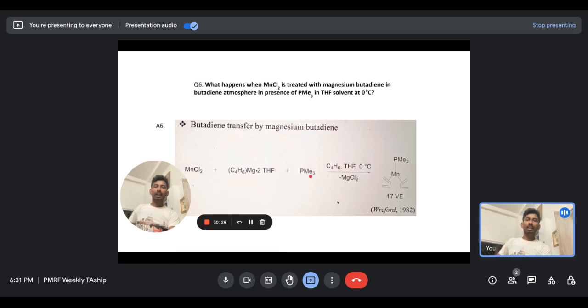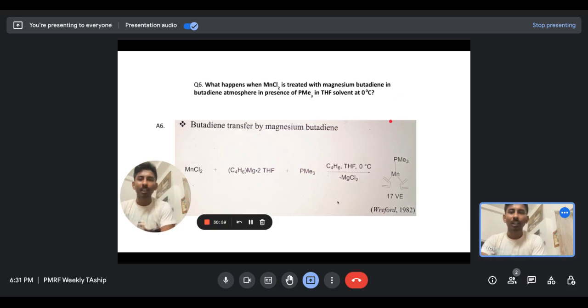The next question is regarding this: what happens when this MnCl2, this manganese dichloride, is treated with magnesium butadiene, that is Mg·2THF C4H6, in a butadiene atmosphere, in presence of PMe3. PMe3 is trimethylphosphine, a very strong sigma donor and weak pi acceptor ligand, in THF solvent at 0 degree Celsius temperature. This is a classical reaction where butadiene transfer by magnesium butadiene takes place.